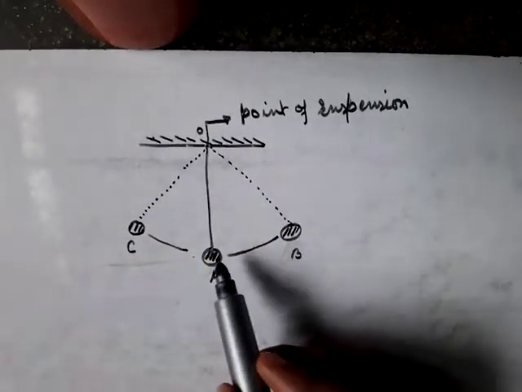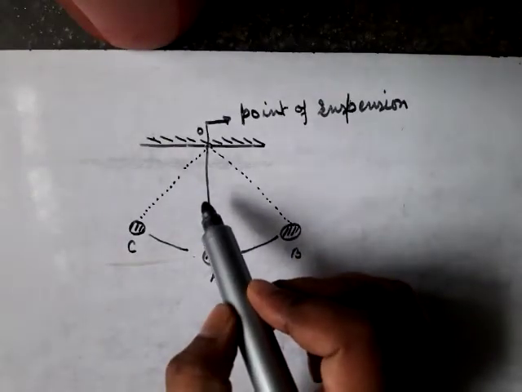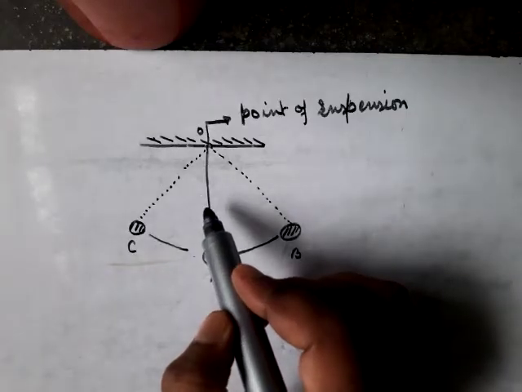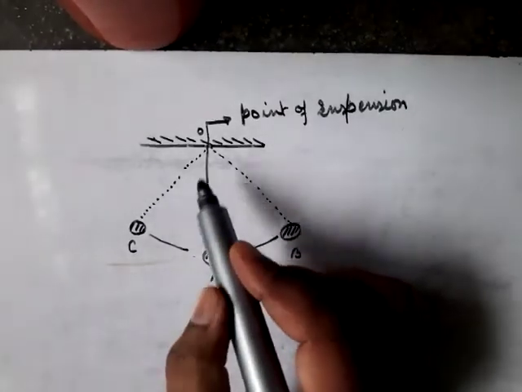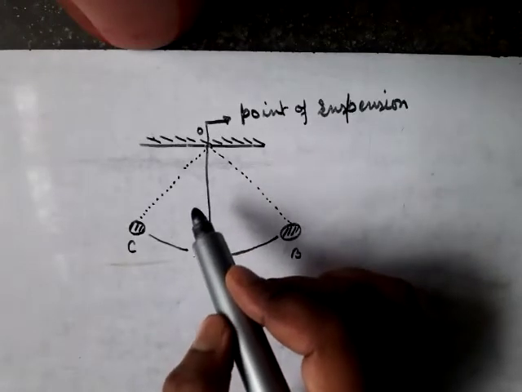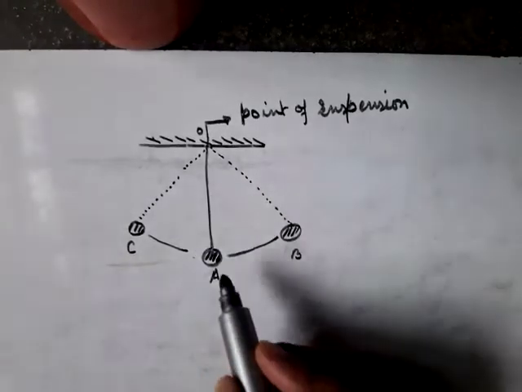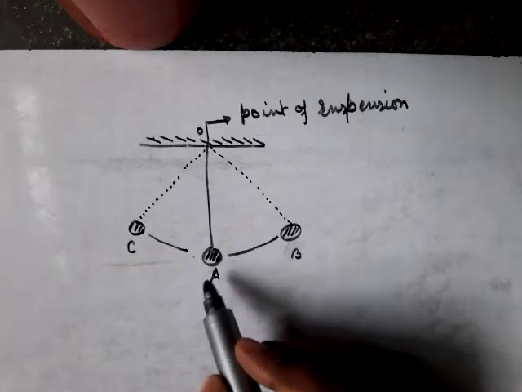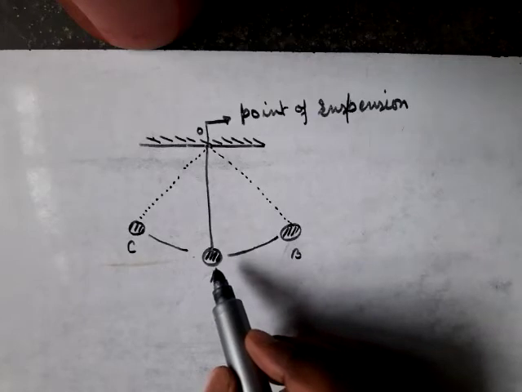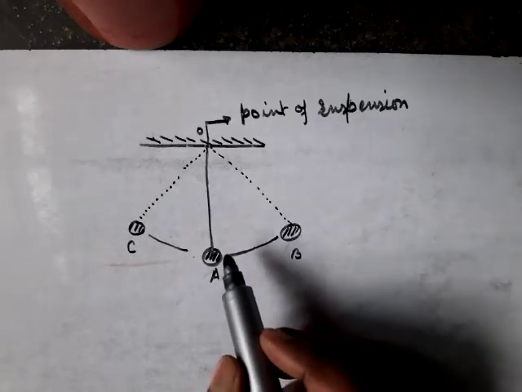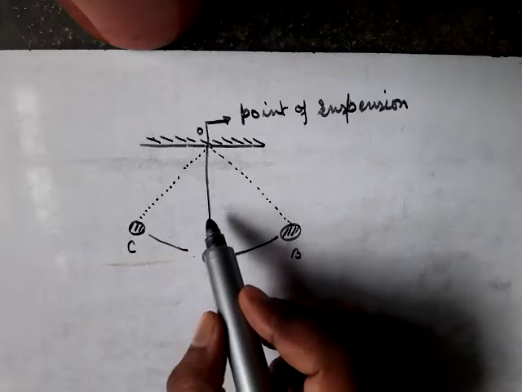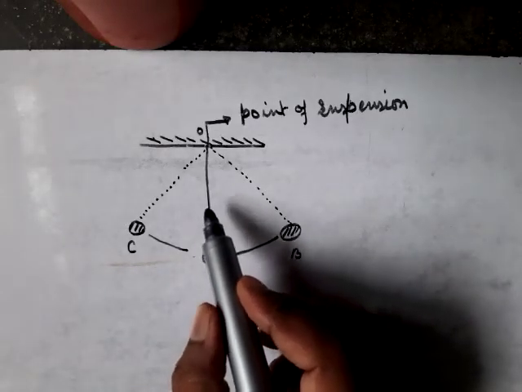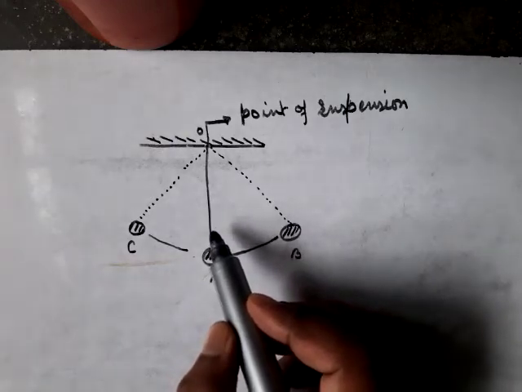And this is a string, an inextensible string, which is not stretchable. This is inextensible, and this is a particle of mass m. Suppose this is a heavy particle suspended by a weightless and inextensible string. The weight of this string is neglected here.